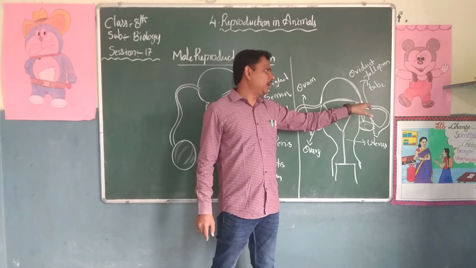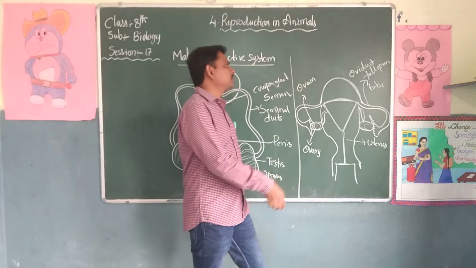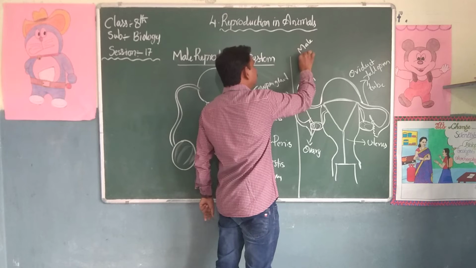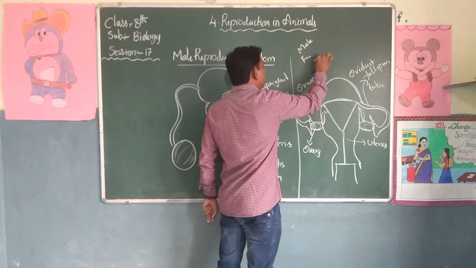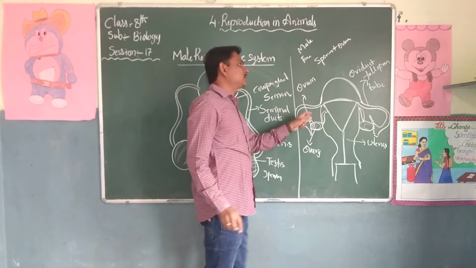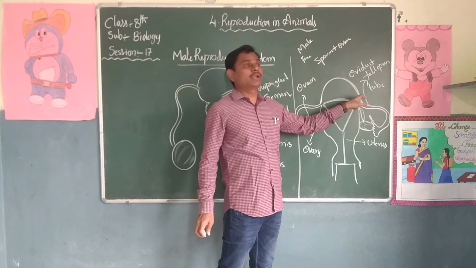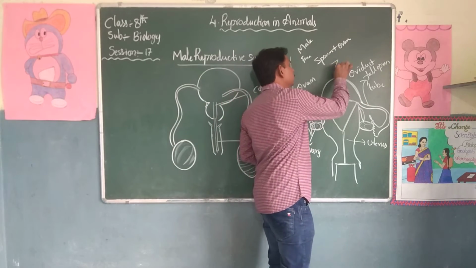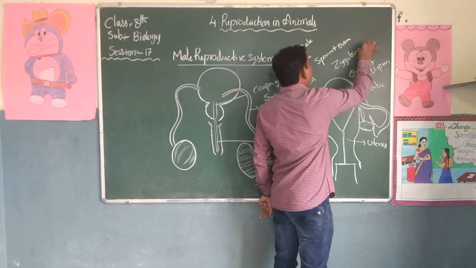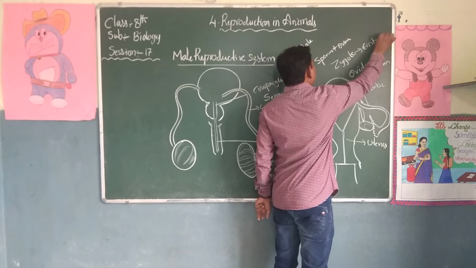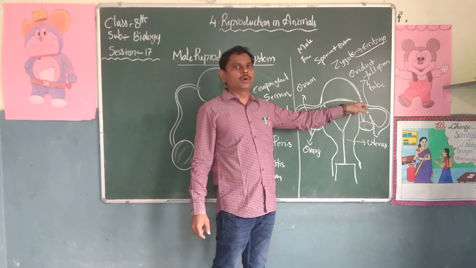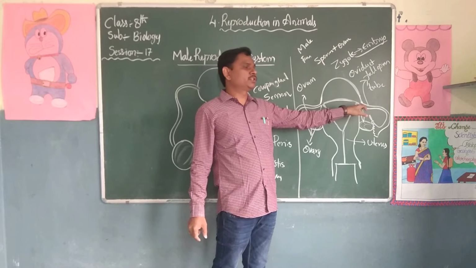From there, if fusion takes place, what is fusion? Fusion of male and female gametes, fusion of sperm and ovum. If fusion takes place in the fallopian tubes, it will be converted into a zygote. This zygote will develop into an embryo.